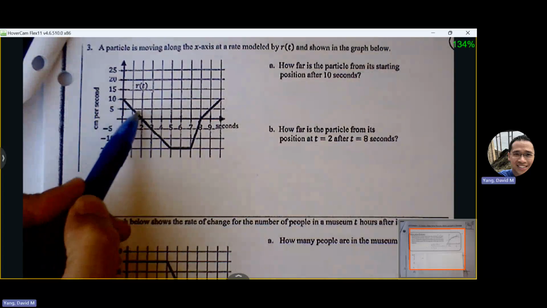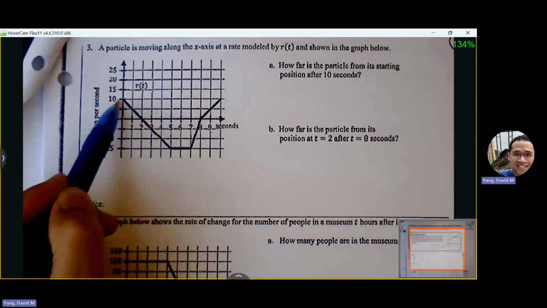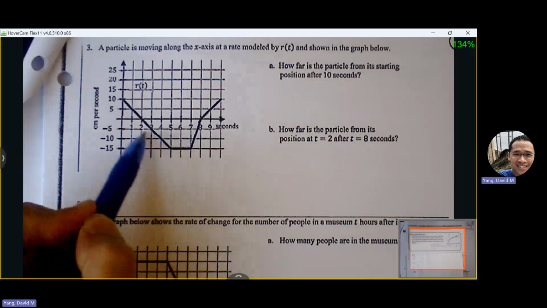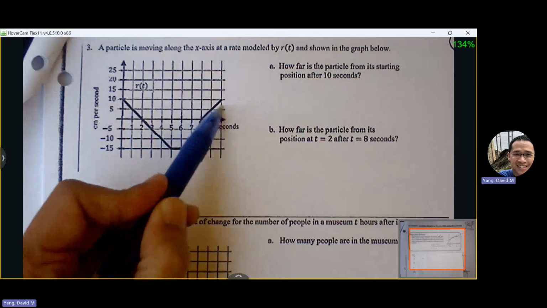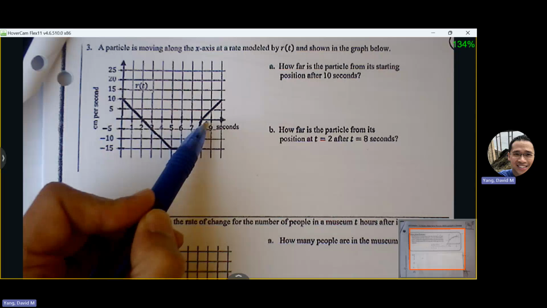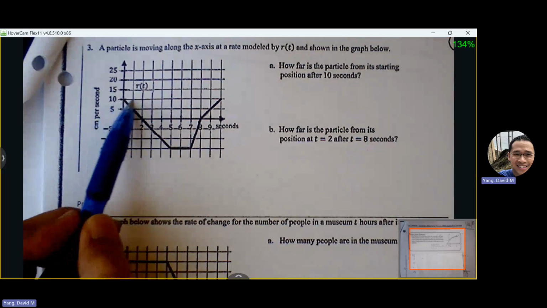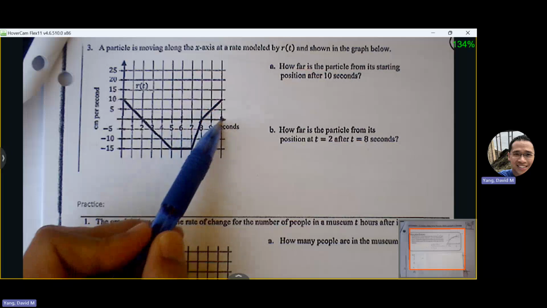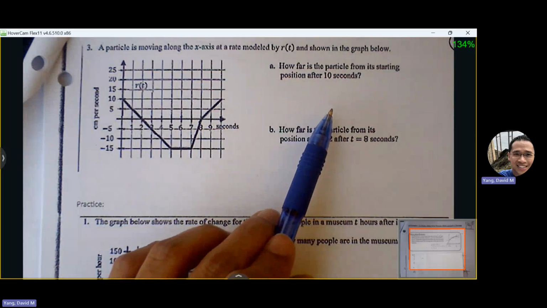So here, above the x-axis, we know that this will be positive. This will be how much ground he's covered in the positive direction. And if we find the area here, this will tell us how far he's traveled in a negative direction. And then this will tell us how far he's traveled back in the positive direction. Okay, so part A, how far is the particle from its starting position after 10 seconds? So we can figure out how much he's traveled to the right, how much he's traveled to the left, how much he travels to the right. We add those numbers together and we can figure out where his displacement is going to be.